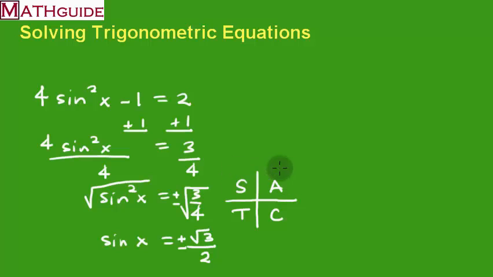So sine is positive up here in the first two quadrants. That means it must be negative down here in the second two quadrants. So I'm going to use the first two quadrants for positive radical 3 over 2, and then the last two quadrants for negative square root of 3 over 2.